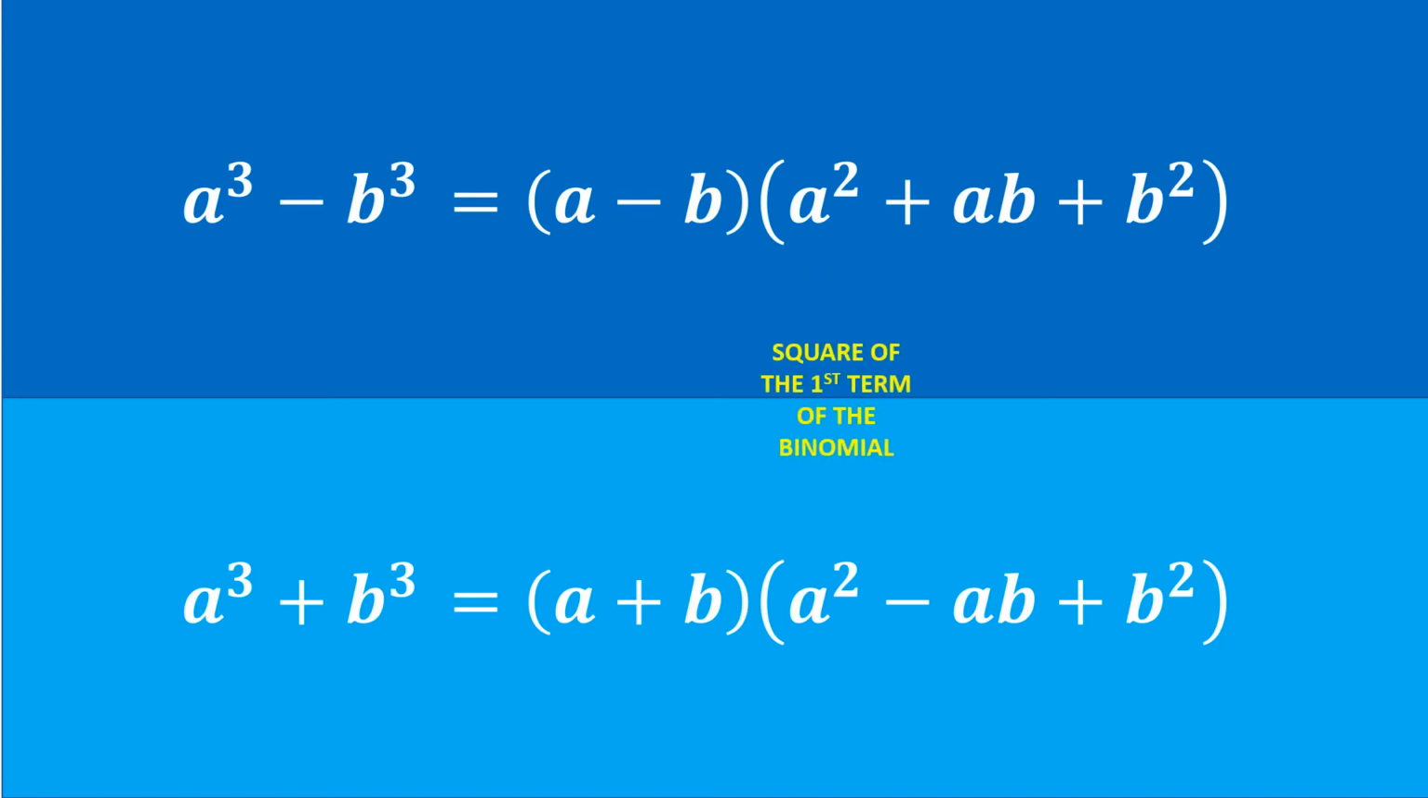The first term of the trinomial factor is simply the square of the first term of the binomial factor. And the third term of the trinomial factor is the square of the second term of the binomial factor. Finally, the middle term of the trinomial factor is the product of the first and the second term of the binomial factor.